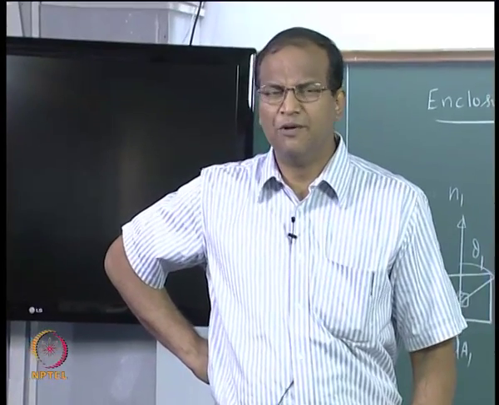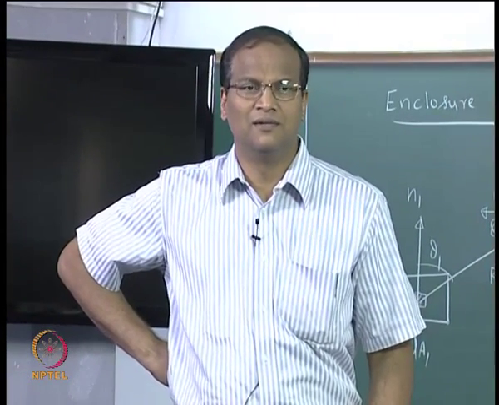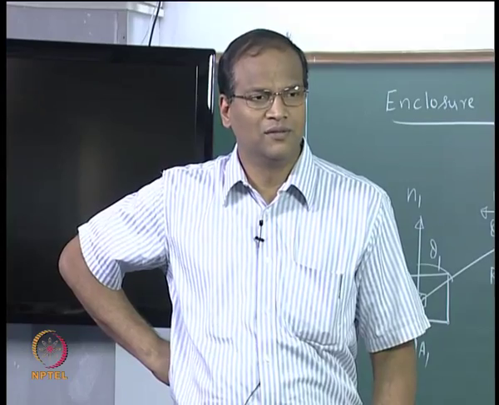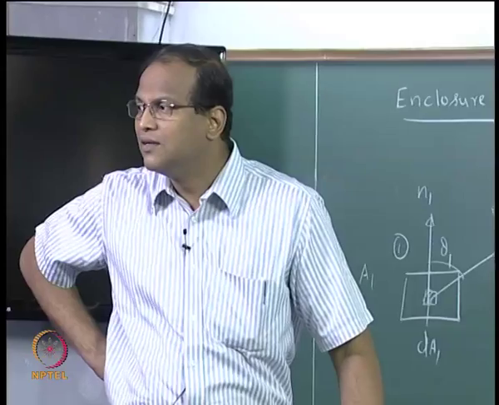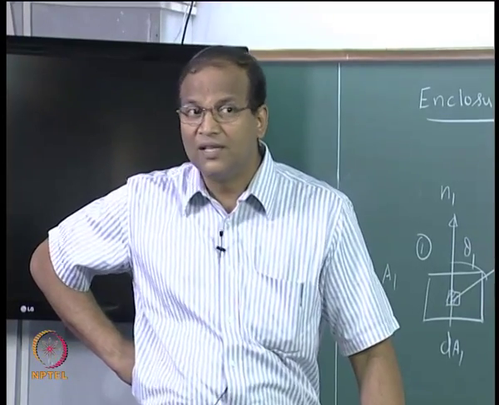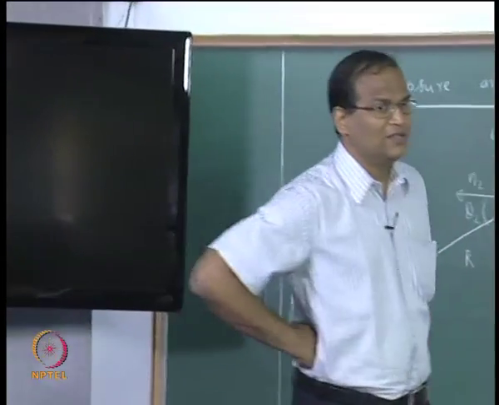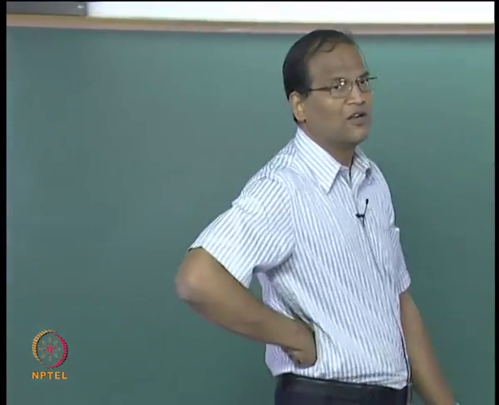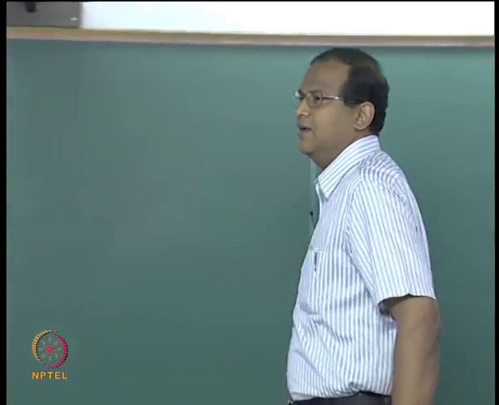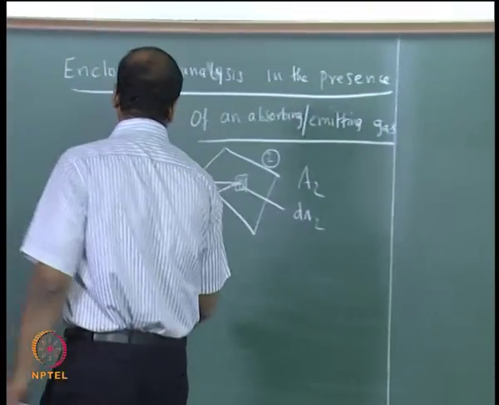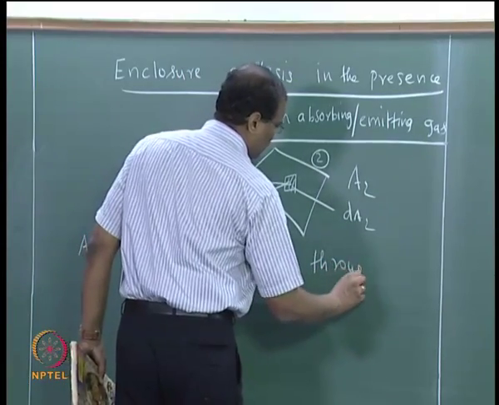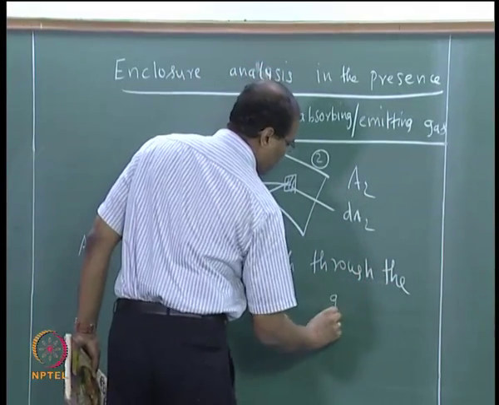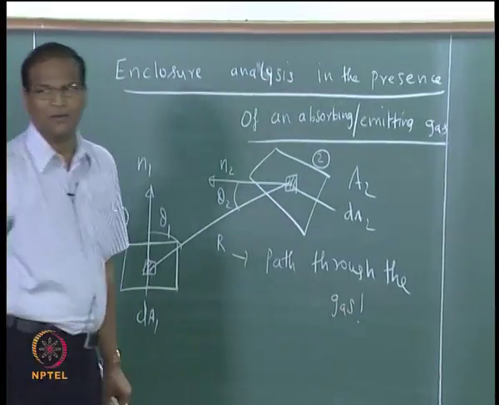But what is the difference between this R and the R we considered in the whole of February and March? This R is the path through the gas. Previously that R was through the vacuum or some transparent medium. So R is basically path in the gas. Please keep it in mind.